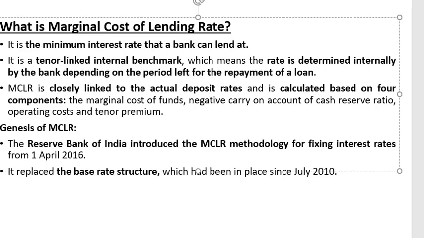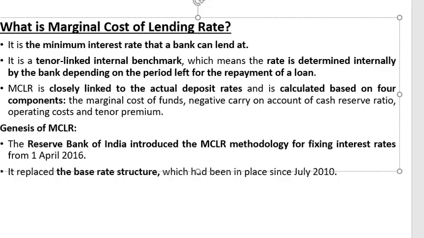Next economic term is marginal cost of lending rate, that is MCLR. Marginal cost of lending rate is the minimum interest rate that a bank can lend at. It is a tenor linked internal benchmark, which means the rate is determined internally by the bank depending on the period left for the repayment of a loan.